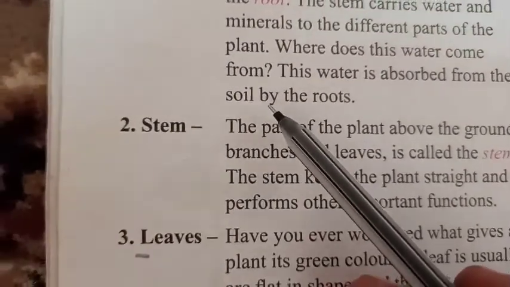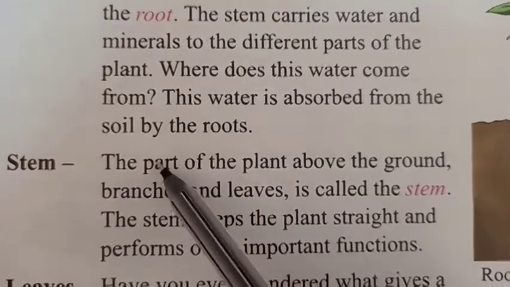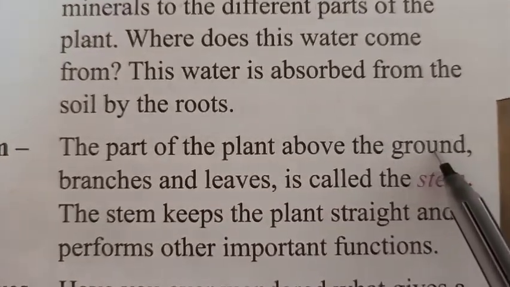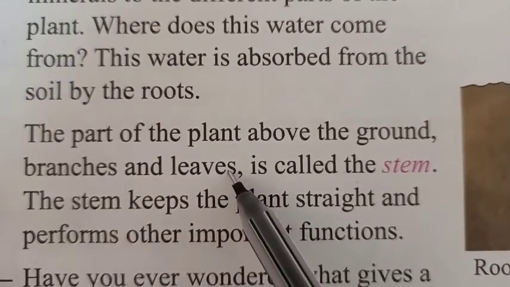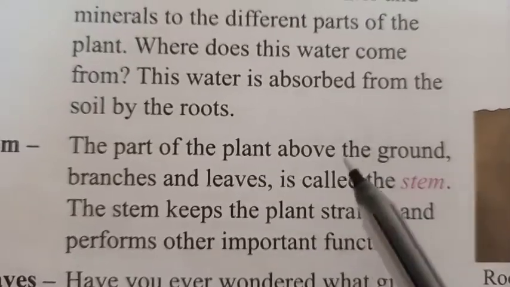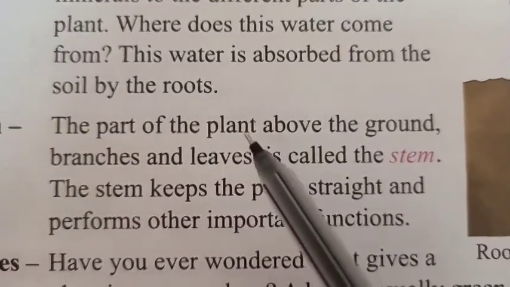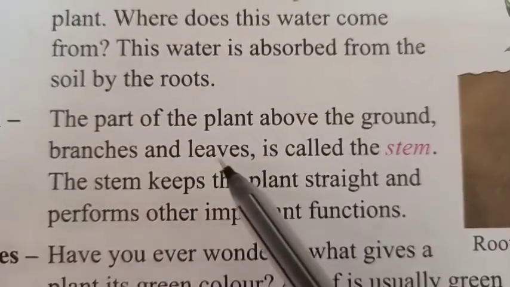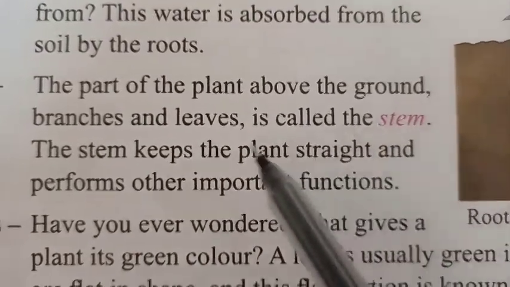So children, next is stem. The part of the plant above the ground, with branches and leaves, is called the stem. That means the part which is present above the ground and which gives branches and leaves also, that part is called the stem.